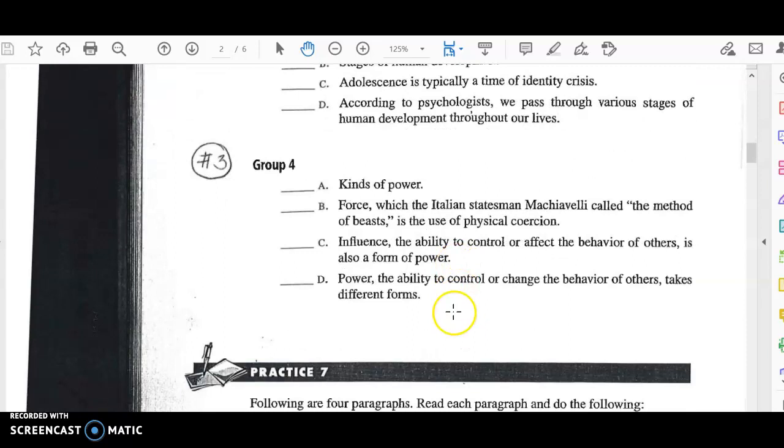For group 4, A is our topic, and then D is our main idea. Power, the ability to control or change the behavior of others, takes different forms. And then B and C are examples of those different forms that power takes.